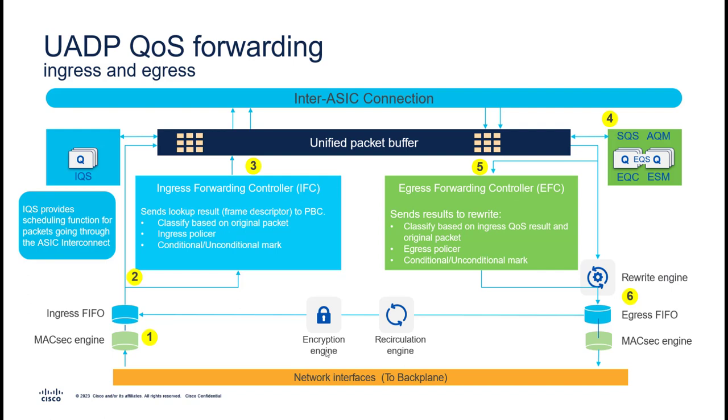So here in this example that I've just explained, we're talking about an example where the incoming and the egress interfaces both belong to the same ASIC. Some of our switches have multiple ASICs, and there might be a situation where the packet is coming in on one ASIC and is egressing out on a different ASIC. In these situations, the IQS block would come into picture. The packet is sent to the IQS block, and from the IQS block, it is sent to the EQS block on the corresponding ASIC where the egress port is present.